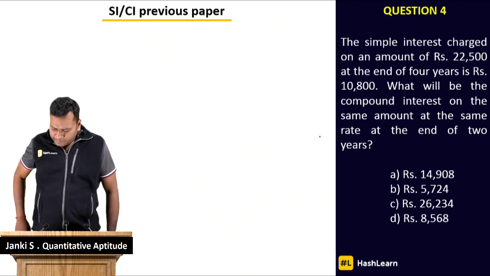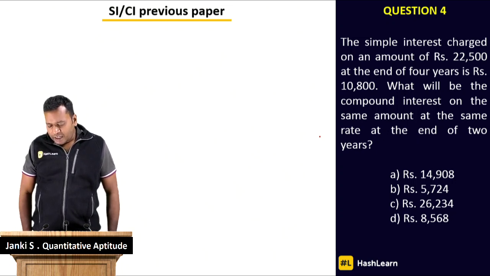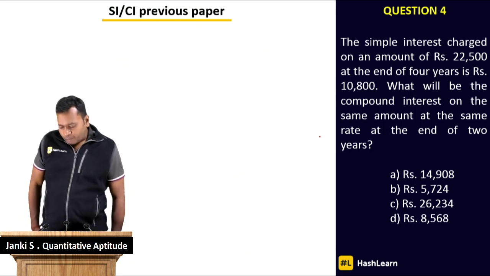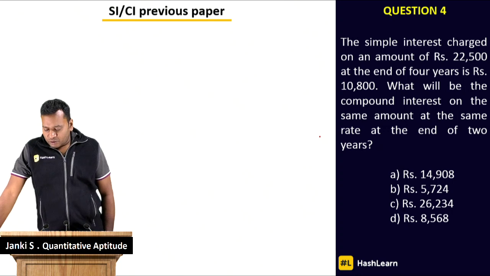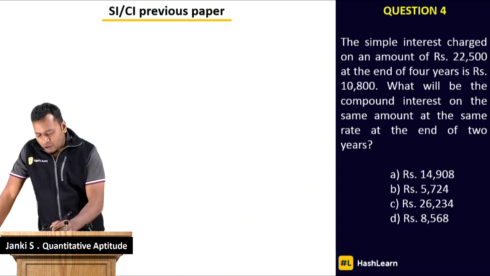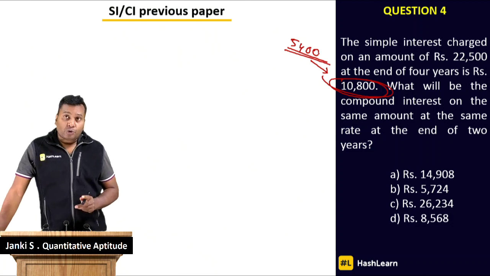मेरा इंटरेस्ट 10,800. What will be the compound interest on the same amount at the same rate at the end of 2 years? So basically, if in 4 years it's given 10,800 is the value, that means in 2 years it can be how much? एक बेसिक एनालिसिस लेकर देखते हैं. सो इन 2 years it will be nothing but 5,400, राइट. सो वो तो मेरा सिंपल इंटरेस्ट हो गया फॉर 2 years.